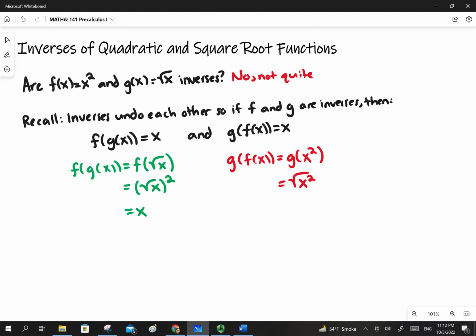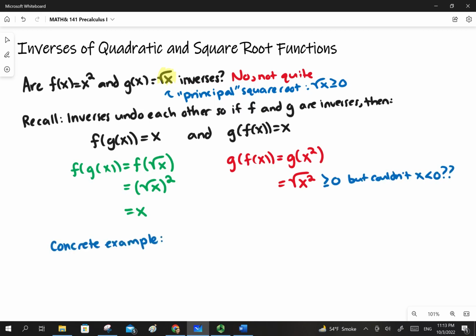You may be tempted to think that the square root and the exponent cancel, but there's a problem. The square root function, which is more accurately called the principal square root function, never outputs negative numbers. But couldn't x be negative? To make this more concrete, let's suppose x = -1. Then g(f(-1)) would be the square root of (-1)², which would be the square root of 1, which is +1.